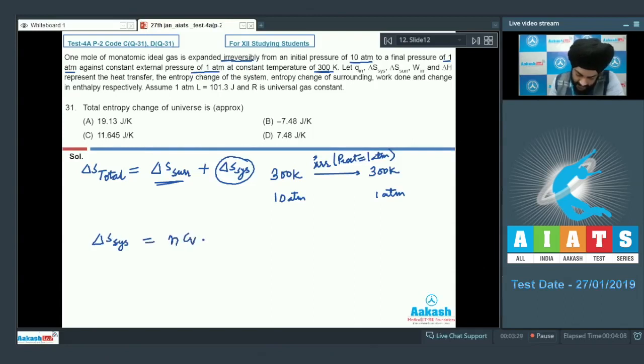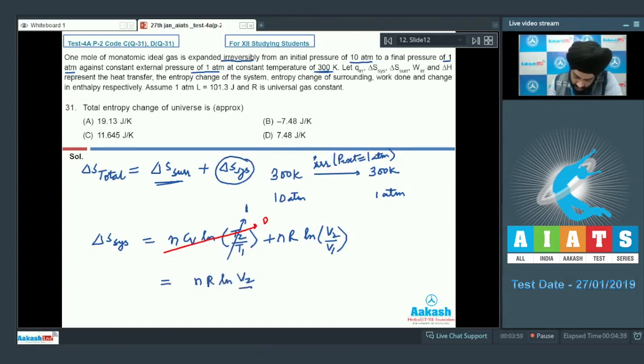So we have nC_V ln of T2 by T1 plus nR ln V2 by V1. So the temperature term will be cancelled out. This ratio is equal to 1 as the process is isothermal. So the ln term will be equal to 0. So all that is left here is nR ln V2 by V1. The number of moles of gas given to us is equal to 1. So it will be equal to R ln of V2 by V1.